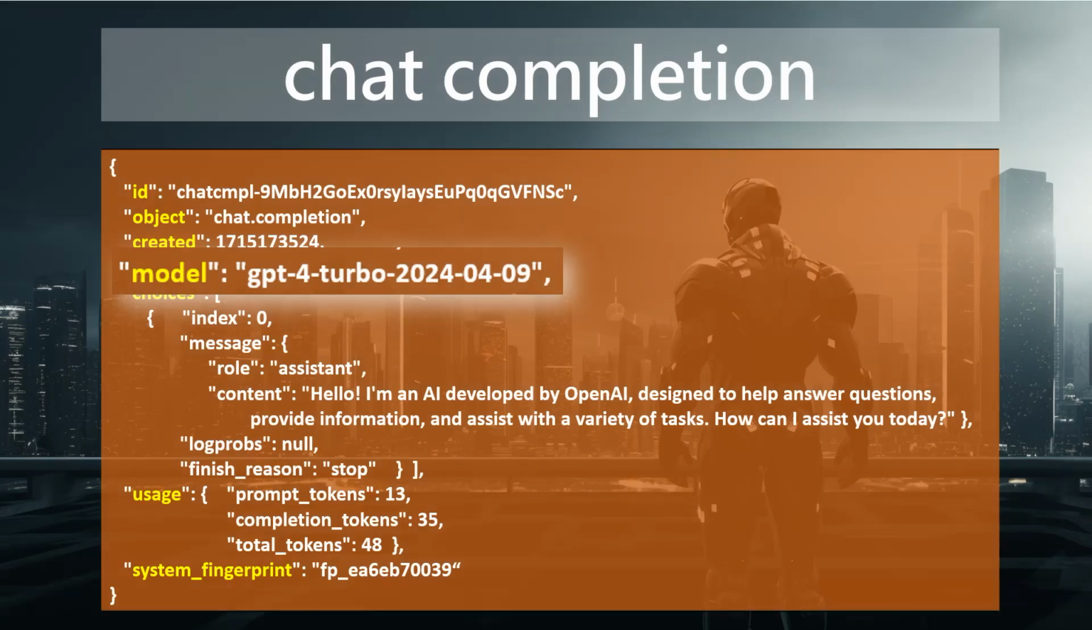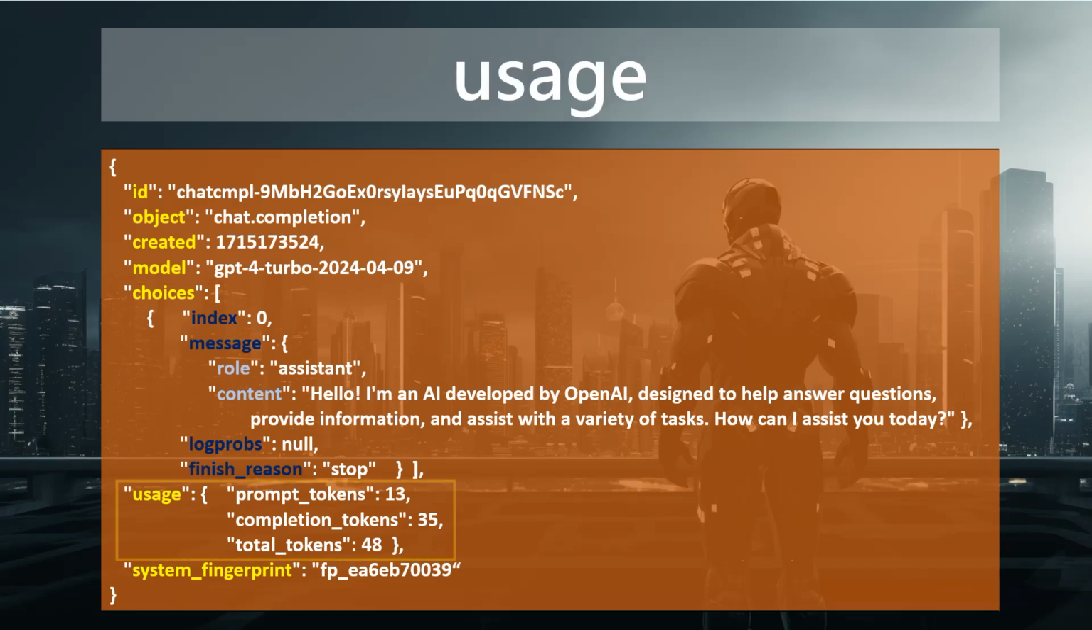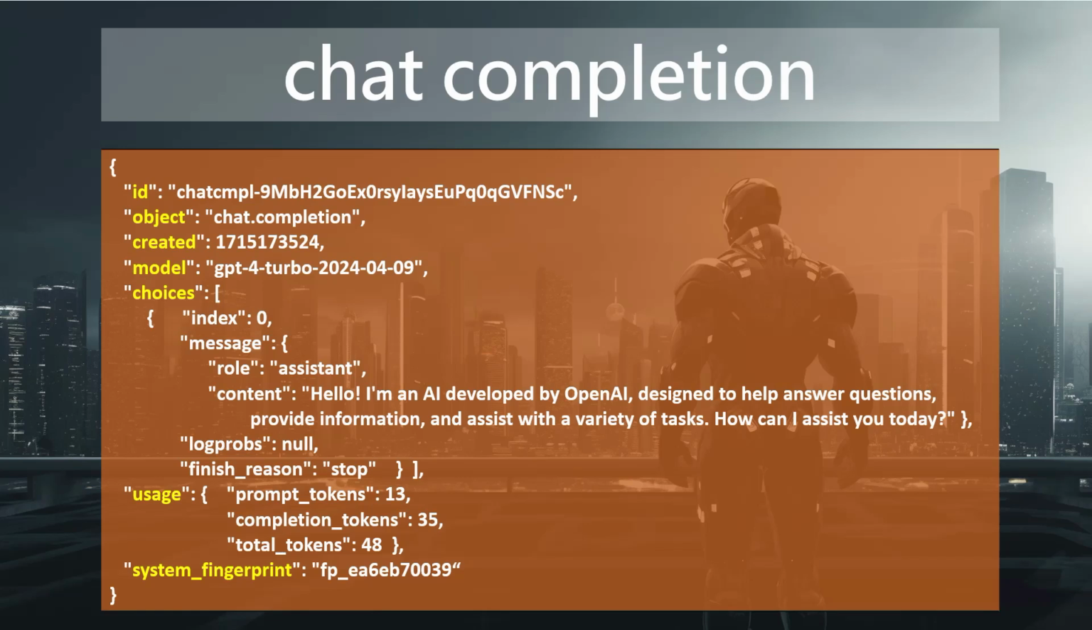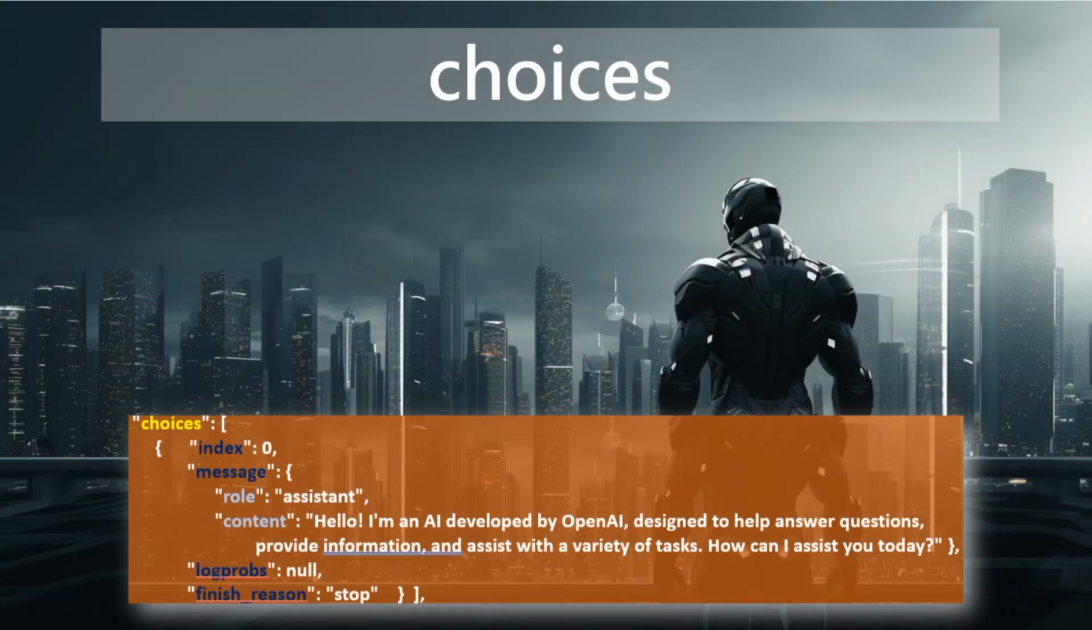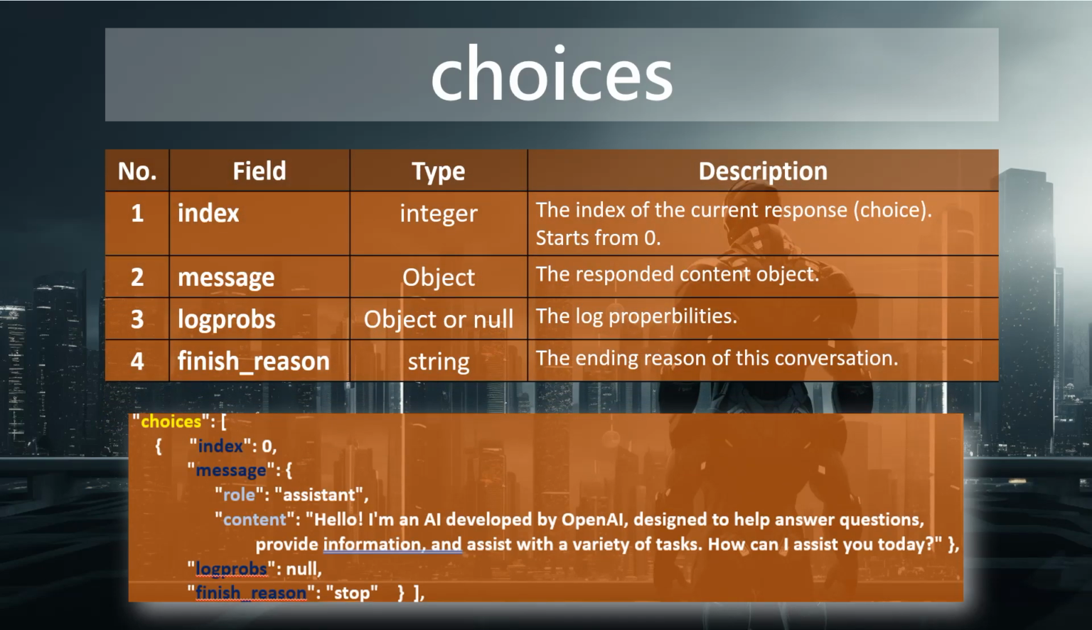The other two fields I want to explain further are the choices array and the usage object. Choices is an array object that contains the responses returned from the GPT model. And the usage is an object containing the number of tokens consumed. The choices array contains one or more than one response returned from the GPT model. There are several return values in a choice object.